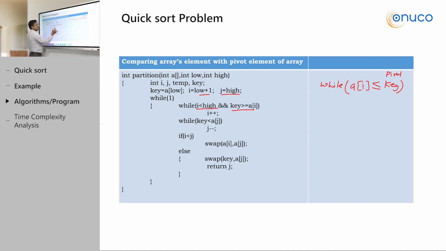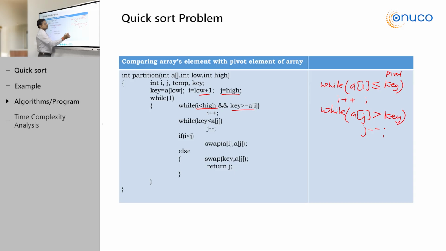While I is less than J, I told you the second condition: while A of J is greater than key, then J minus minus. So A of J greater than key, J minus minus. Same thing, I have used the symbol in reverse order by changing that variable also. Hope you can understand in a proper way. Then we have two conditions. If I is less than J, swap A of I and A of J, else swap A of the key element and A of J. That we have done, and return J.